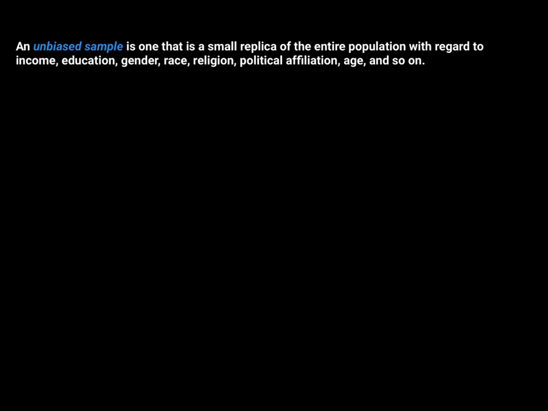So that leads us to an unbiased sample. An unbiased sample is one that is a small replica of the entire population with regard to income, education, gender, race, religion, political affiliation, age, and so on. Now, there are different sampling techniques, and we're going to go through a few of them together. We're going to start with random sampling.